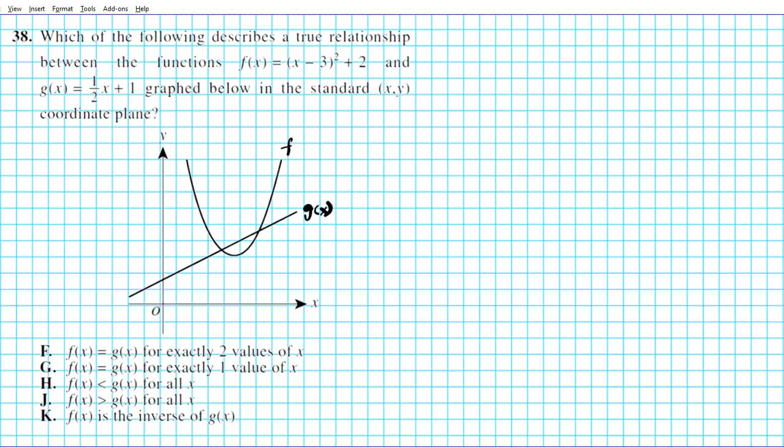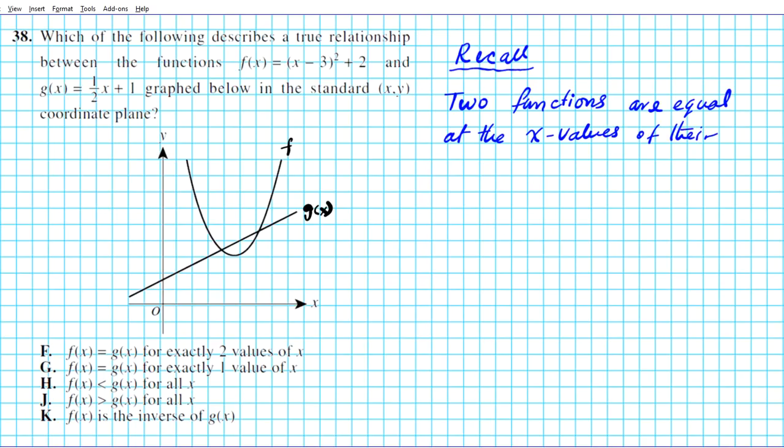Now, something you want to remember when solving an equation involving equating two functions. So recall, two functions are equal for the x values of their points of intersection. Okay? So two functions are equal at the x values of their points of intersection. It could be a point or it could be multiple points. Okay? So if you want to solve the equation involving two functions set equal to each other, the x values that satisfy that equation are equivalent to the x values of the points of intersection.